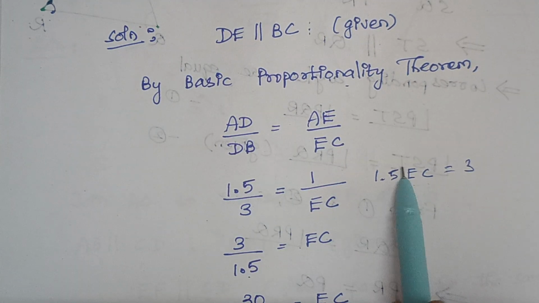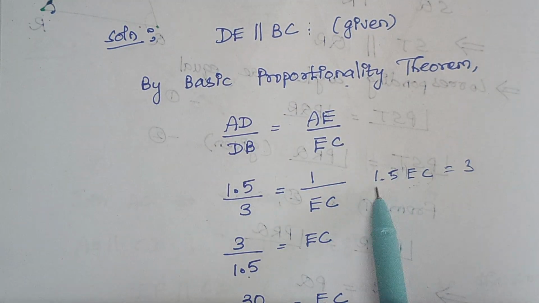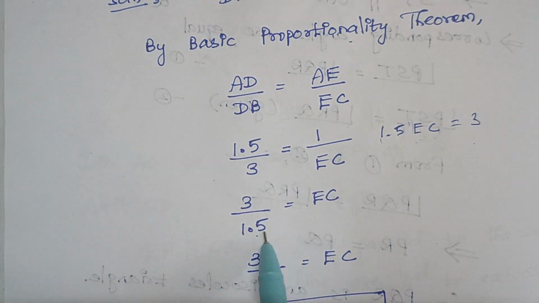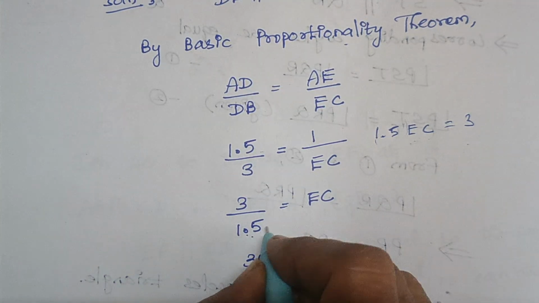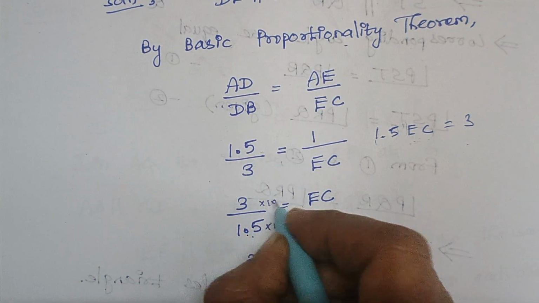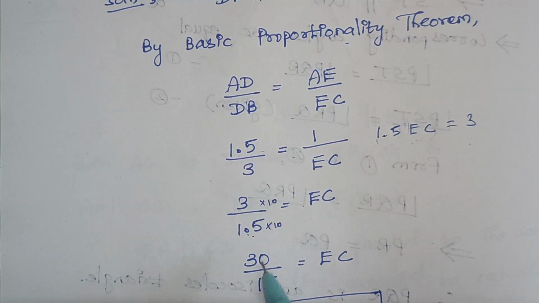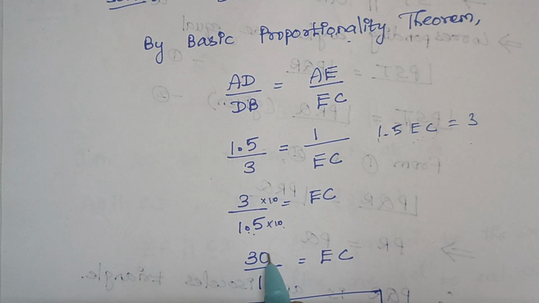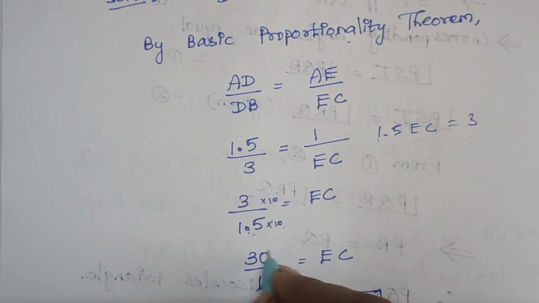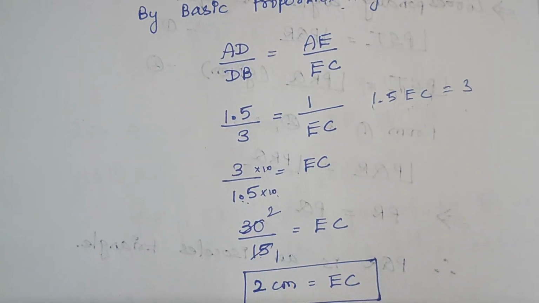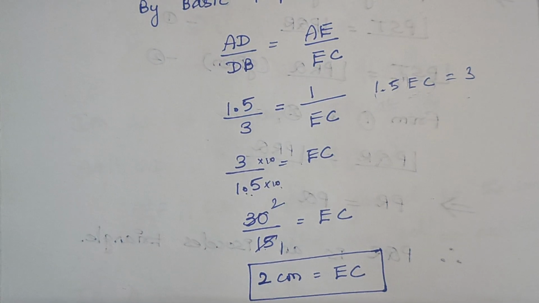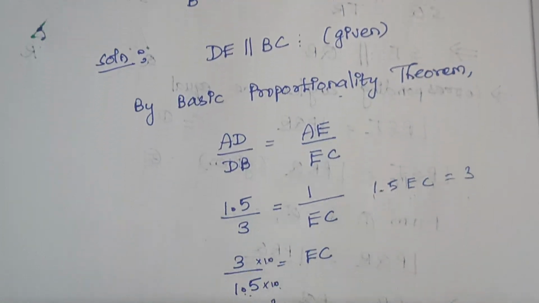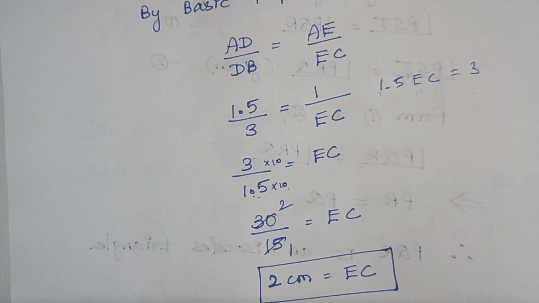I want to find EC, so I am moving this 1.5 to this side. So 3 by 1.5. Here we have a number with a decimal point, so to remove it, I am multiplying both numerator and denominator by 10. So 3 tens are 30 and 1.5 into 10 gives 15. When you cancel 30 by 15, 15 ones are 15 and 15 twos are 30. So the value of EC is 2 centimeters. All the units are given in centimeters, so we are giving the final answer in centimeters.